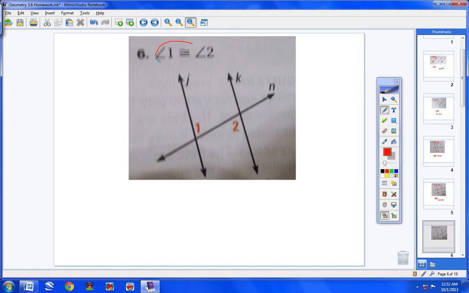Well, look what they give you right here. They tell you that angle 1 is congruent to angle 2.